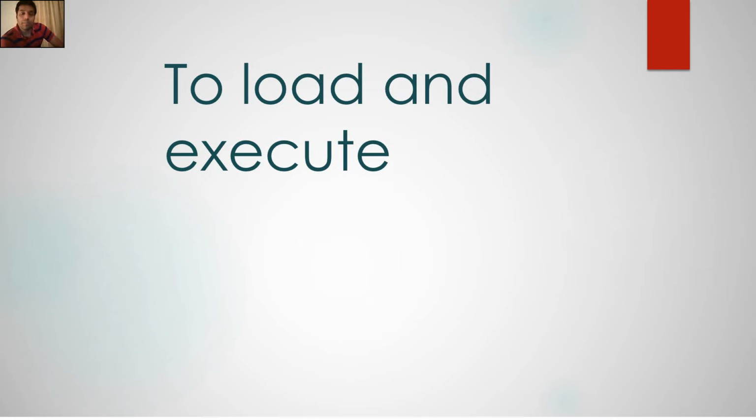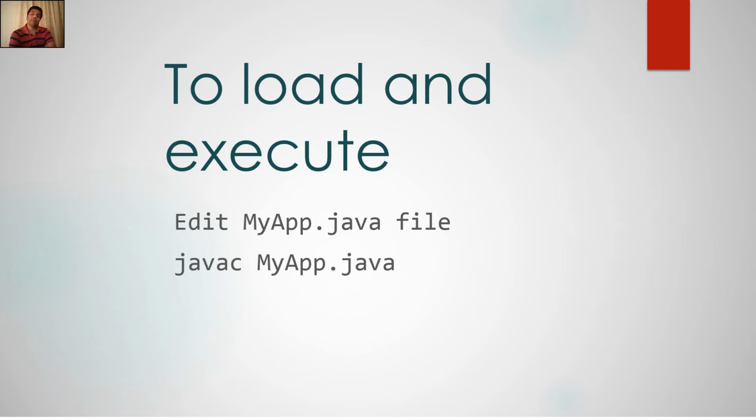The main function of JVM is to load and execute your application. And your application generally is a class file, a .class file. So how do you create your .class file? Very basic. You first edit your application file, which for this example I've called myapp.java. So edit that myapp.java file, then compile it.